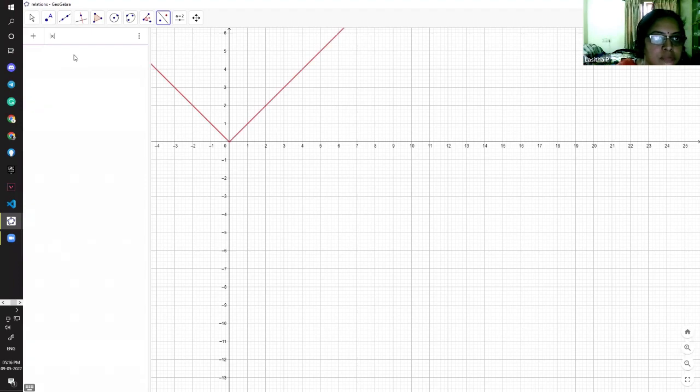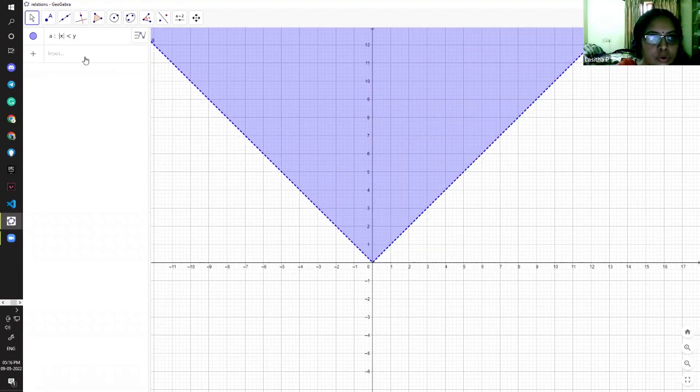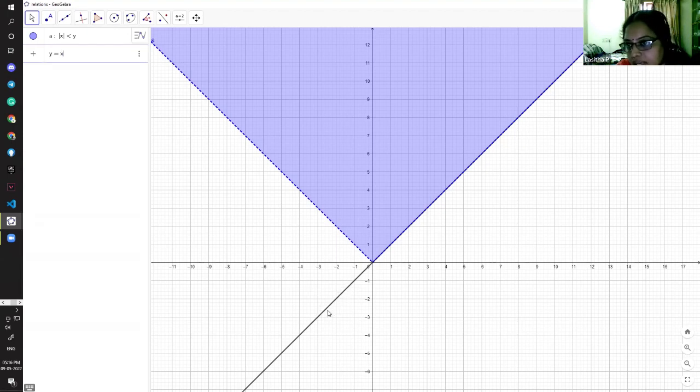Our previous question was modulus x lesser than y. So this was the shaded region for that. If we draw the line y equal to x, you see here negative points, if you take, will not lie on the line y equal to x. So it is not reflexive.